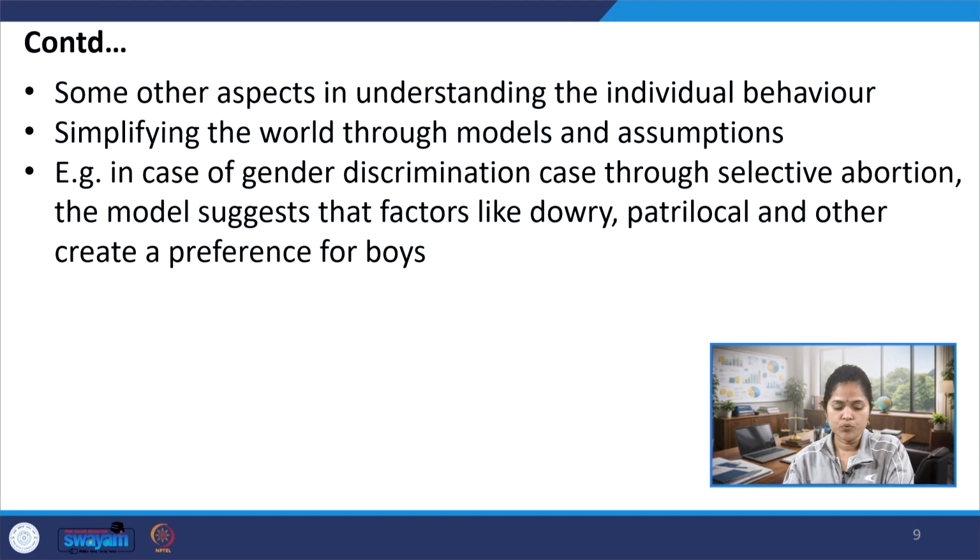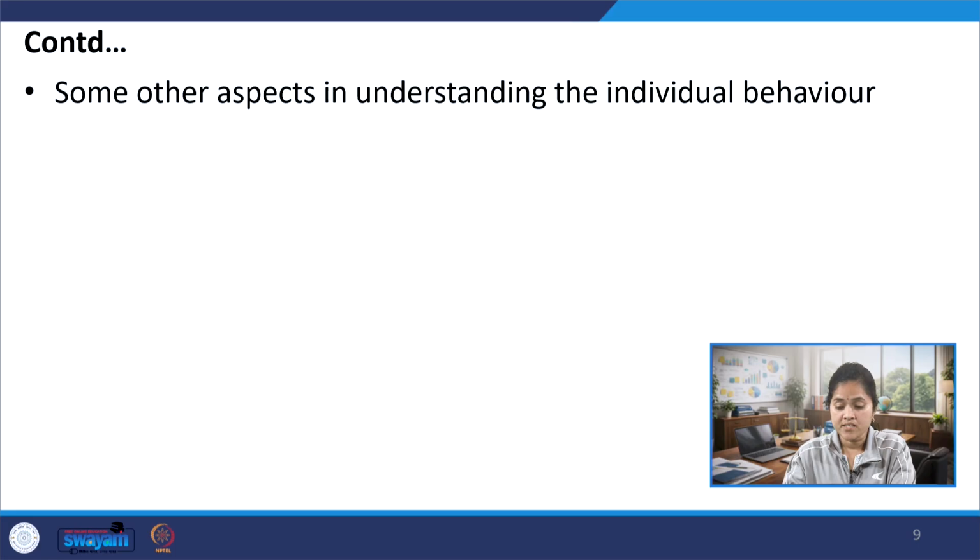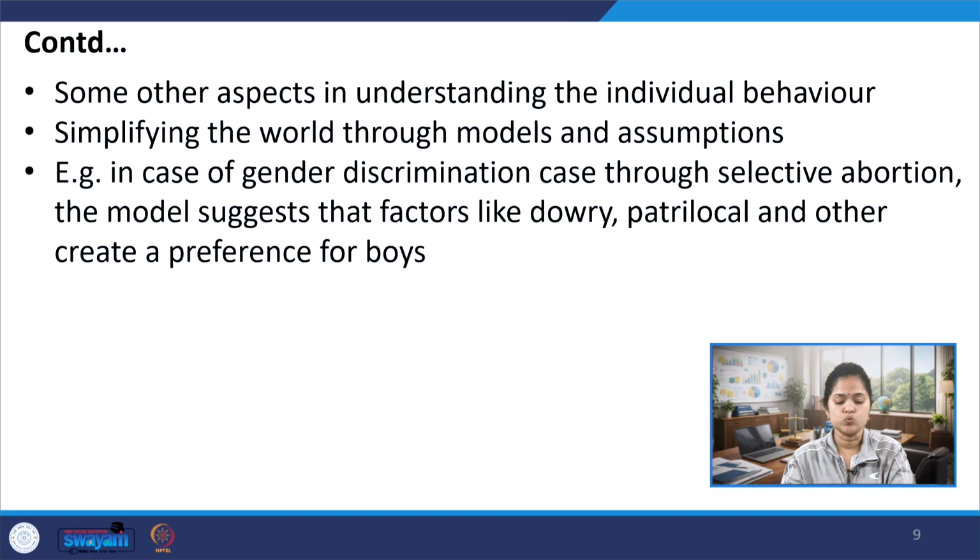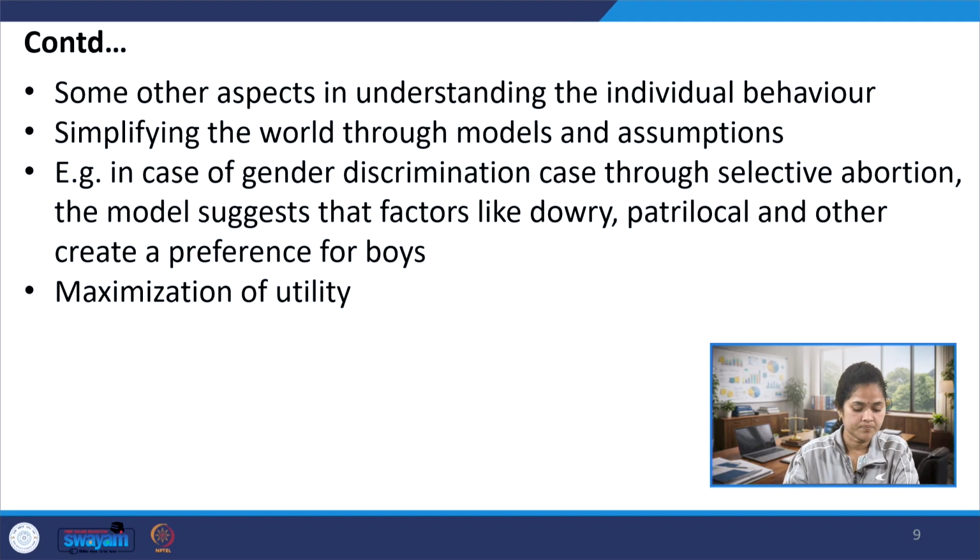So the factors that we found by just plugging in the data into the models, we can find the dowry, patrilocal practice, and some other factors that can create a preference for boys, and that is the reason we are finding some rational behavior for individuals to prefer boys over girls. So not only this, but some other factors that we can take note of, like maximization of utility.